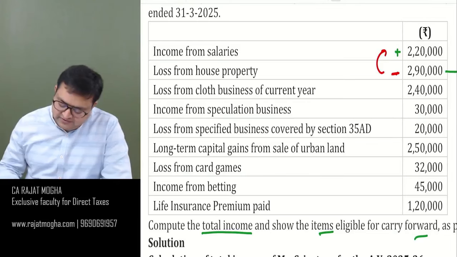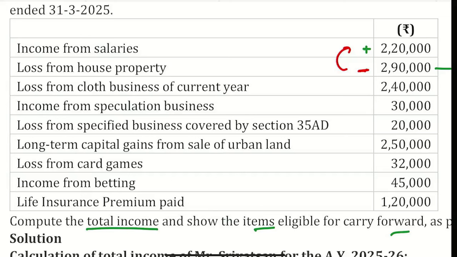Loss from clothes business of the current year is 240. It's a current year loss. Income from speculation business is 30,000. Okay, it's an income, PGBP income. Loss from specified business, this is also PGBP, negative. Long-term capital gain, loss from card games, income from betting, life insurance premium paid. So these are 3 PGBP.